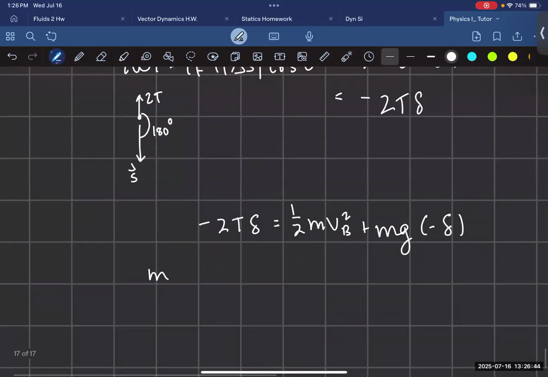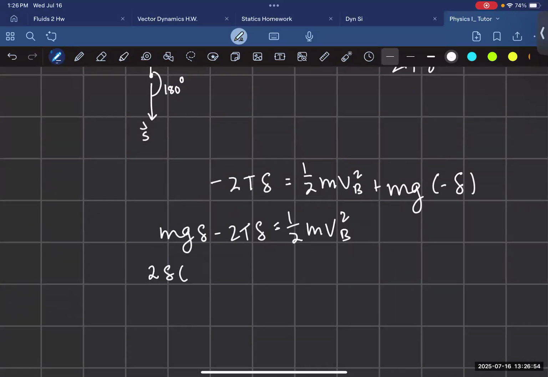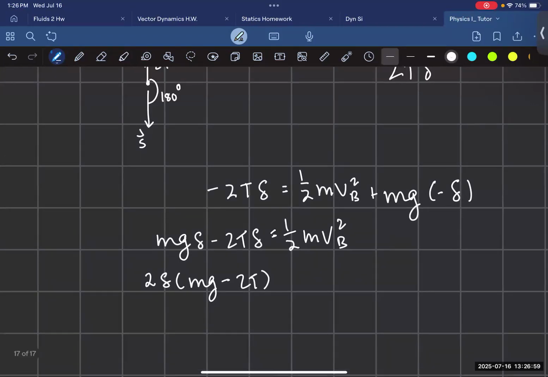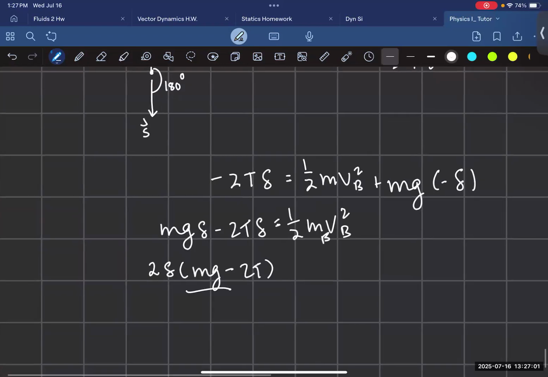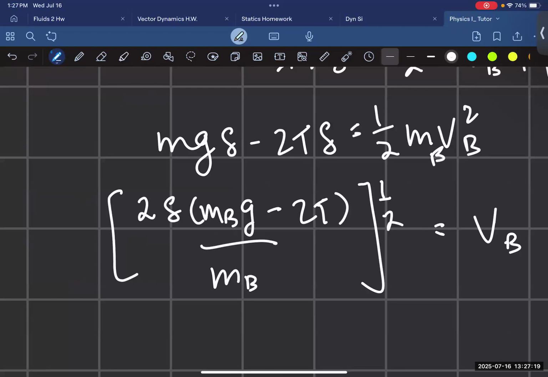And then let's just do some math on it. I'm just rearranging this. Very important to consider mass B. So all over mass of B, this is B G, times the 1/2 power, is equal to vB, right? So this is all we need to solve for the velocity of B.